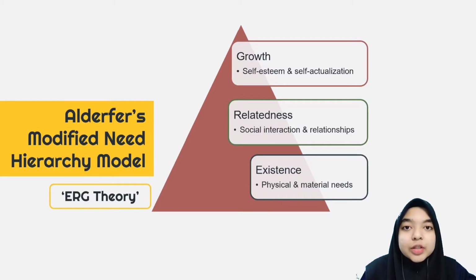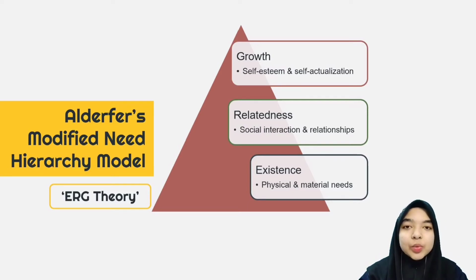The second level in the ERG model is relatedness. It concerns the relationship between human beings and the social connections or environment in which they live. They focus on social interaction and relationships with other humans. And the highest level of the ERG model is growth. It concerns the development of the potential of the human and covers self-esteem and self-actualization.